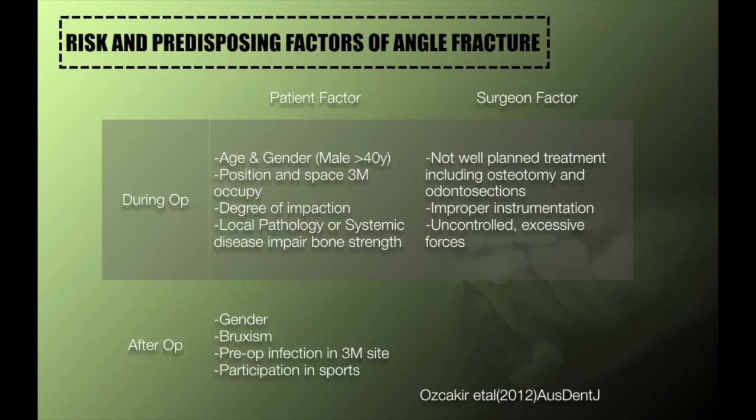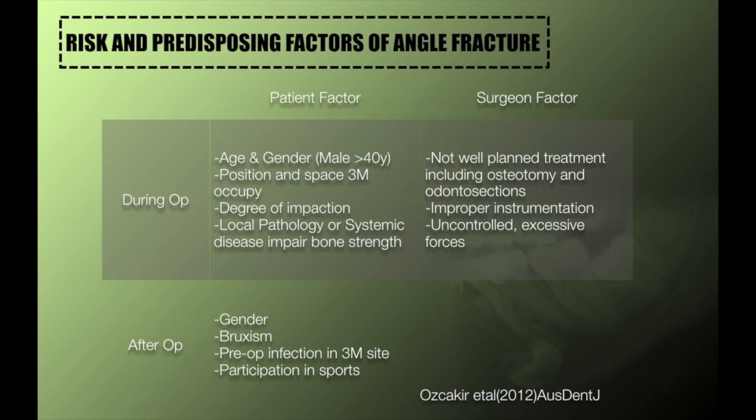One paper from the Australian Dental Journal listed risk and predisposing factors for angle fracture arising from mandibular third molar surgery. They've categorized it as patient factor and surgeon's factor. During the operation, patient factors would be age and gender, male that is more than 40 years of age, position and space of the third molar that it occupies, the degree of impaction, and presence of any local pathology or systemic disease that may impair bone strength.